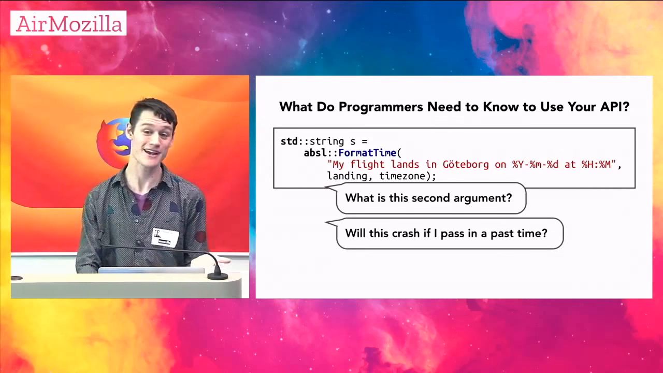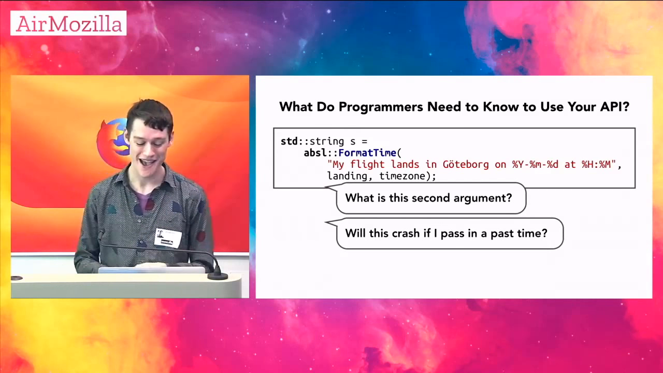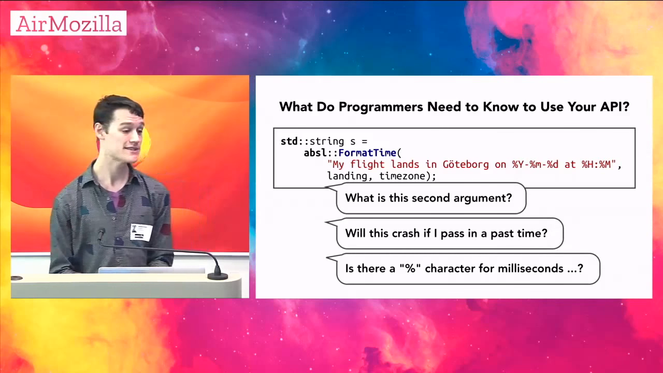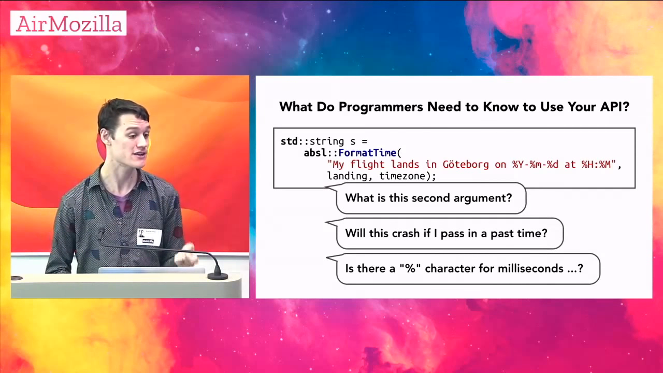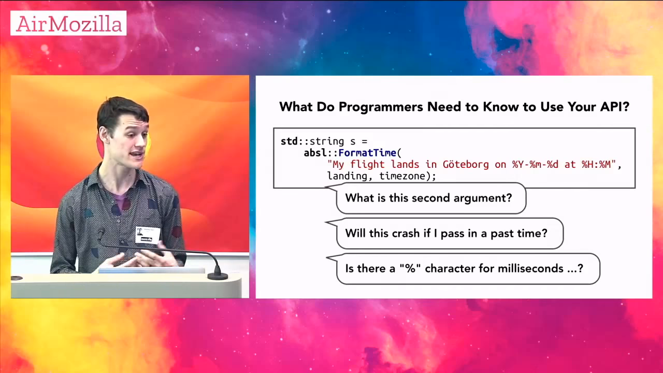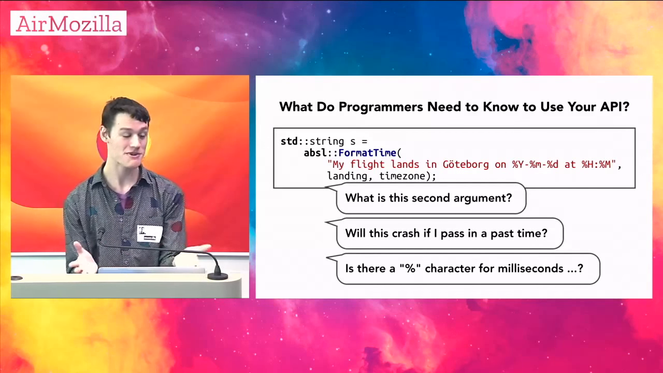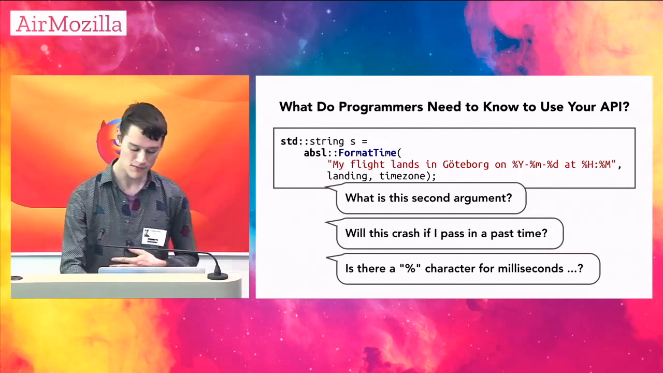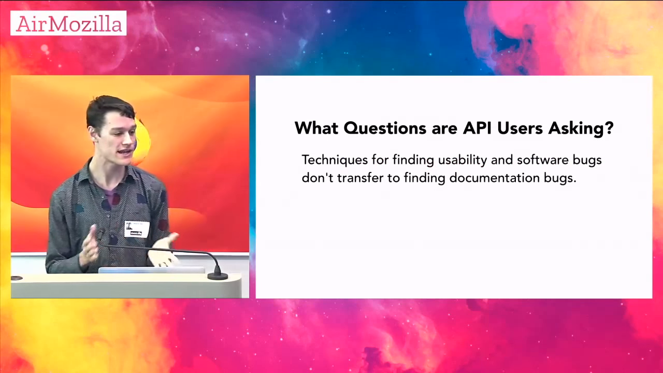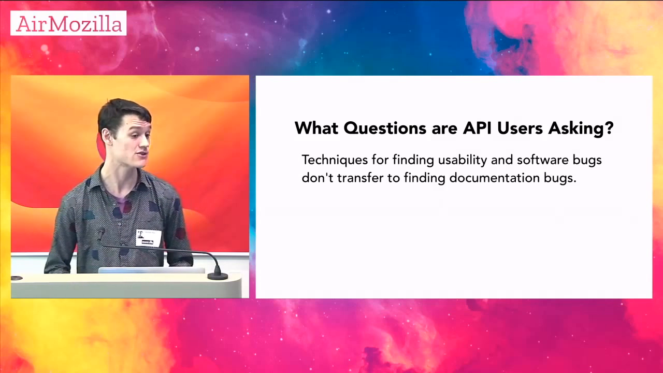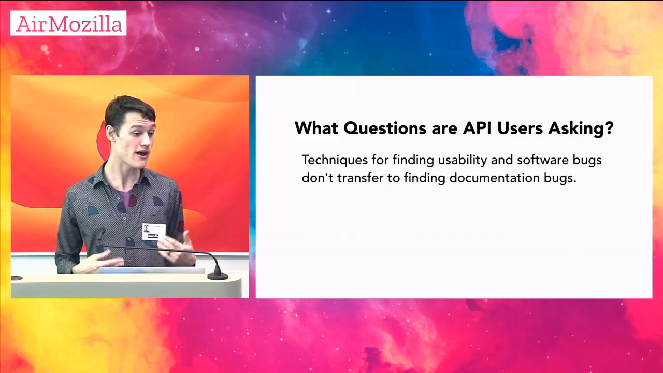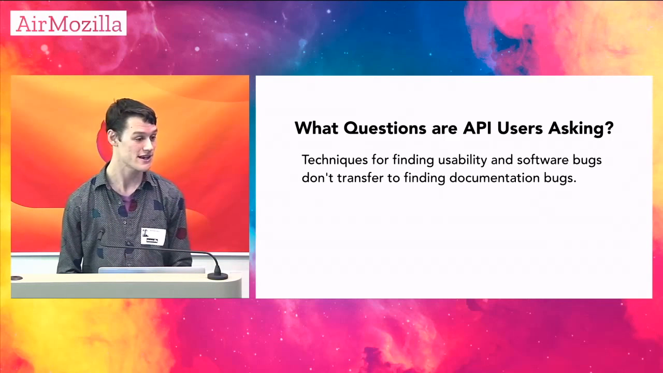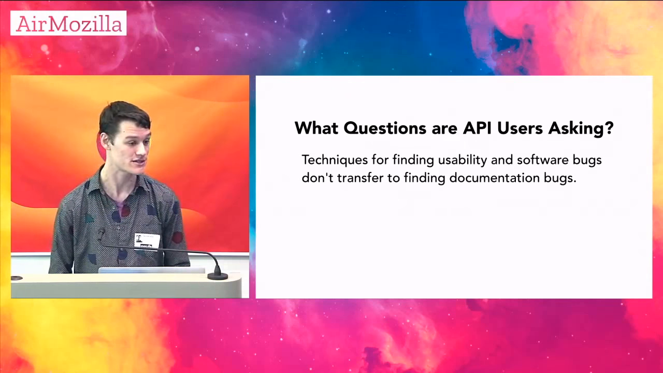Questions like, will this crash if I pass in a past time rather than a current or a future time? And is there one of these % special characters that I can use to format the time for seconds or milliseconds? These are just three of a whole bunch of questions that people are going to have when they're coming to this API. And yet what we found was that when we're connecting with API maintainers as well as technical writers at Google, they all had these questions about what are the questions that the users are asking about these APIs? Is my documentation answering everybody's questions?